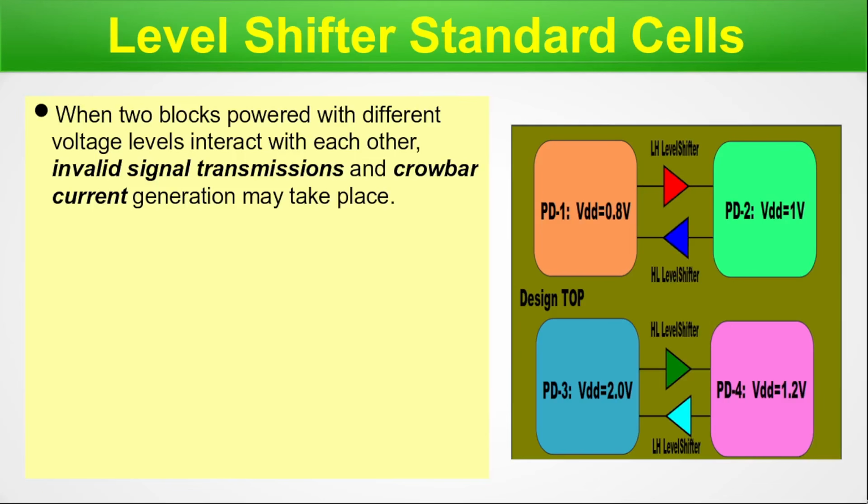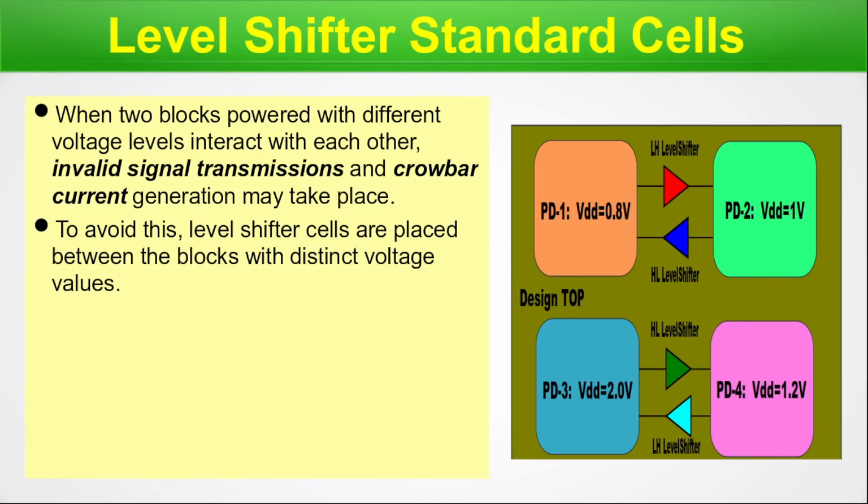So I think it's a very straightforward description of how the level shifting operation is happening between VDD-L and VDD-H for various power domains inside a single chip. The right hand side picture is of a single chip where we have PD1, PD2, PD3 and PD4, the 4 power domains with different VDDs. Let's move on to the next point. To avoid this, level shifters are placed between the blocks with distinct voltage values, as we have seen in the picture.